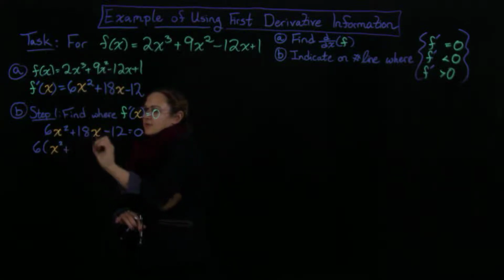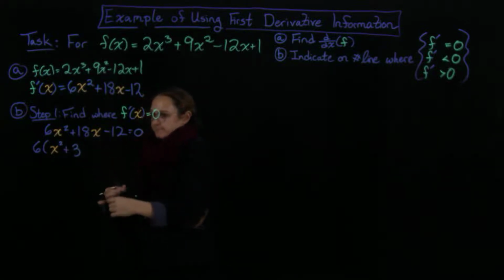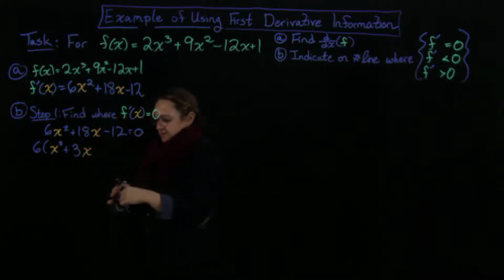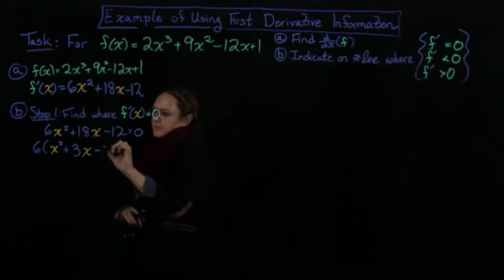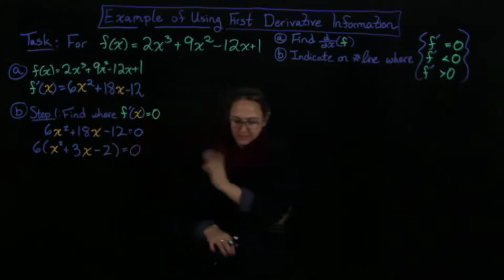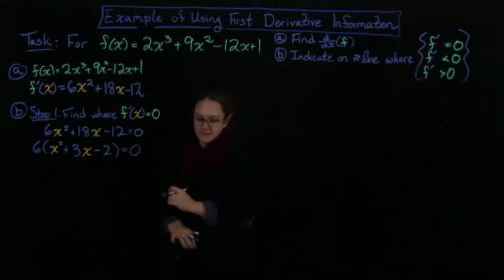And 6 times 3 is what gives me 18. How do I get 12? 6 times 2, so that's just going to end up being 2. And this still equals 0. All I did was factor out a 6, but I'm going to continue with my factoring.